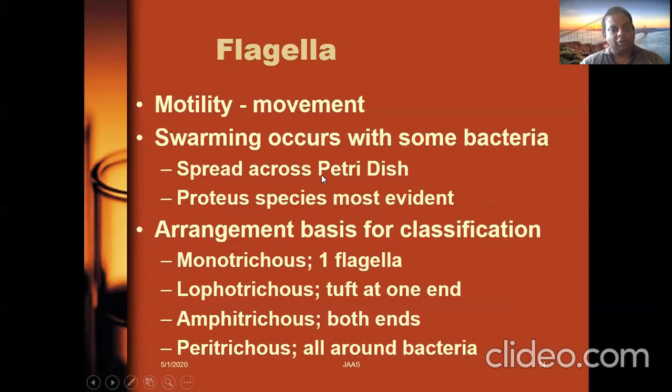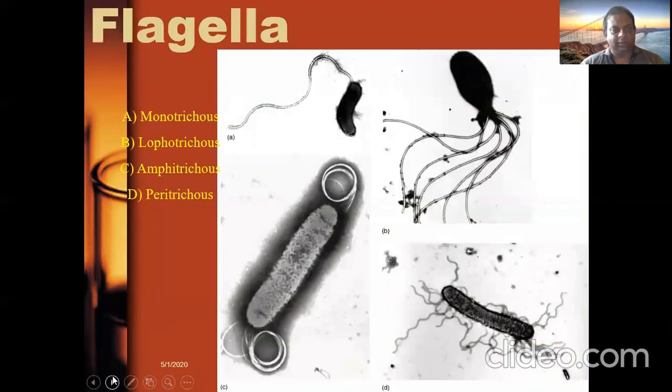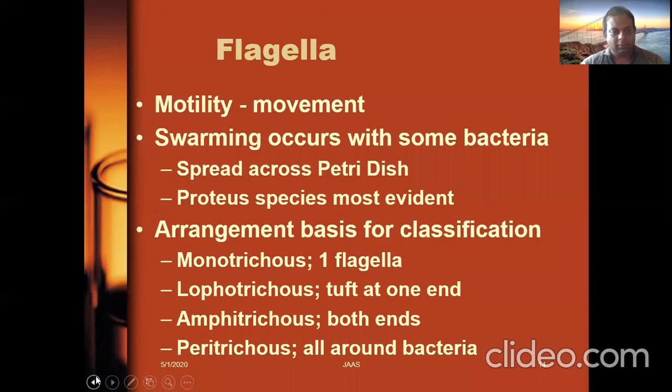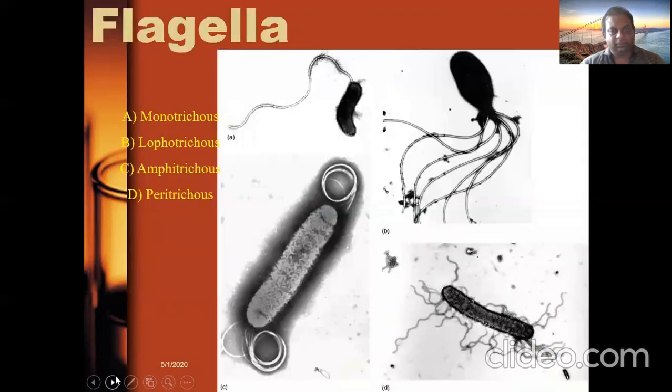Depending on the arrangement of the flagella, we classify bacteria basically into four types. Monotrichous, that is only one flagellum. Lophotrichous, that is a tuft at one end, there are several. Then amphitrichous, that is at both ends. If it is peritrichous, flagella are all surrounding in three dimensions. That's all.